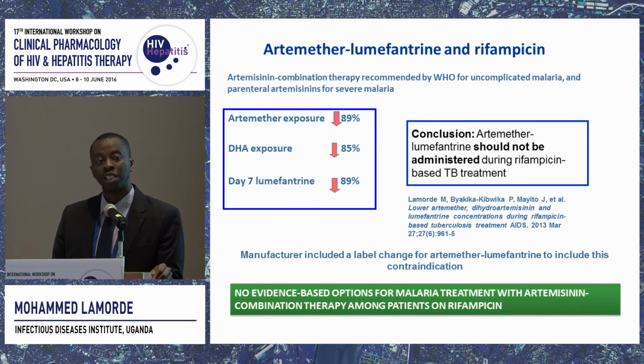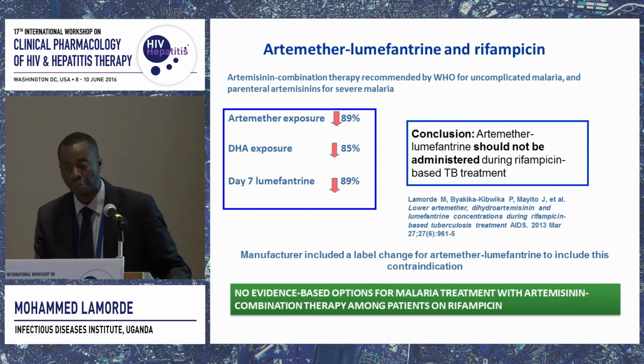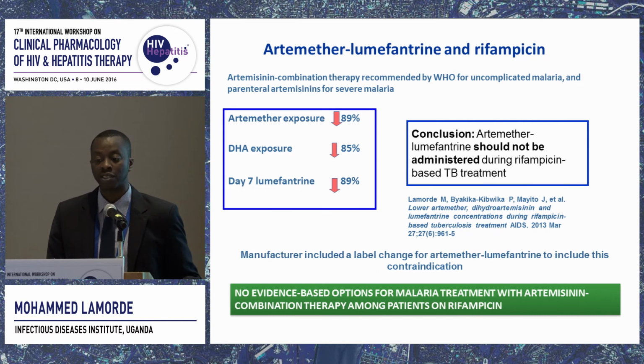So a situation is that the TB program of a country provides rifamycin for the full duration of treatment. The patient has a fever, goes to a clinician, and the clinician brings out the free antimalarial drug, which is an ACT, and presents it to the patient. So we conducted a study in Uganda, and here we found that artemether exposure was reduced by 89% by rifampicin, and dihydroartemisinin, the active metabolite of artemether, was also reduced by 85%. So really, the killing potential of your regimen was gone. And even lumefantrine concentrations were reduced.